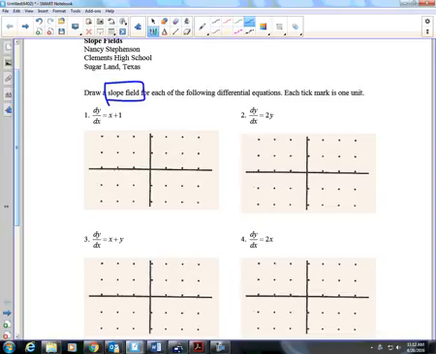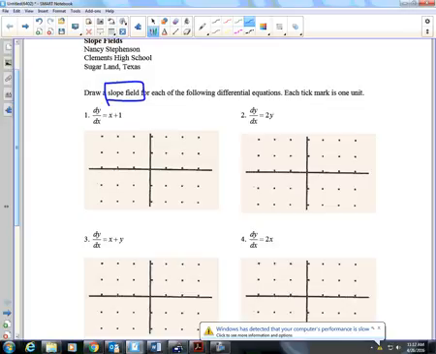Does anybody know what dy over dx means in calculus? It means the derivative, okay? And so it says that the derivative of the function is really equal to x plus 1. So as we sketch the slope field, all we do is we identify a point on the graph, and we determine the slope at that point.